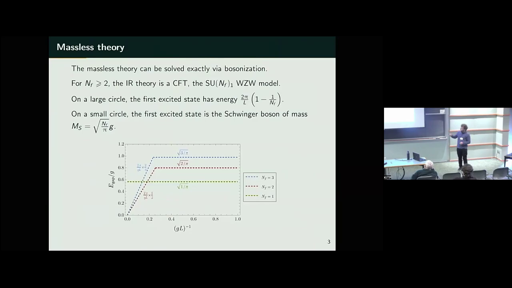And the constant in front is related to the scaling dimension of the lowest operator in this WCW model. It's computable. It's 1 minus 1 over NF. So this is what we should expect to see if we just run our Hamiltonian lattice model, which I'll show you in the next slide, ask what the first excitation is, and plot it.